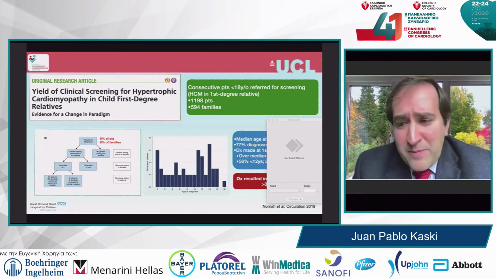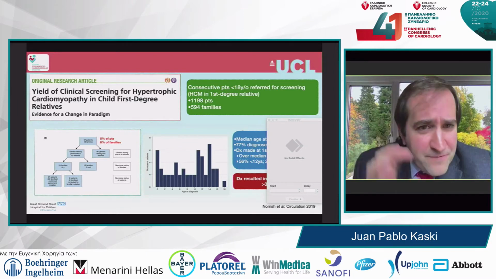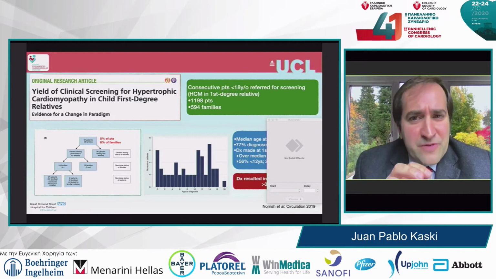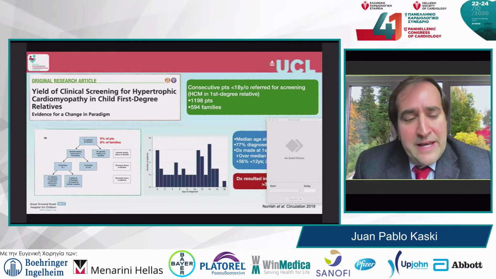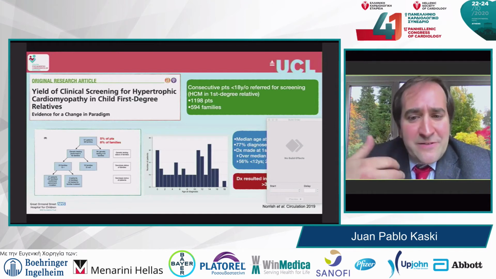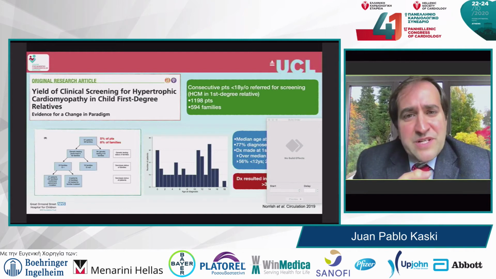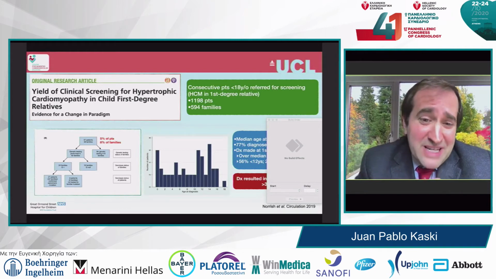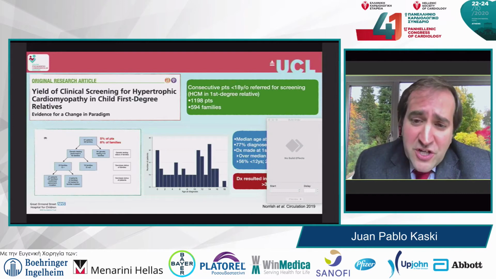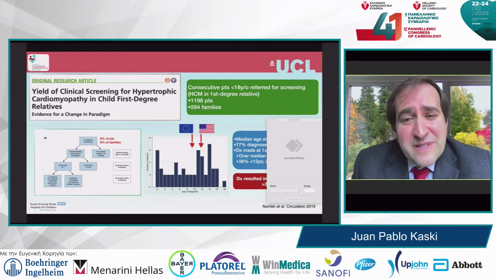So these are data that we published last year, looking at over 1,000 patients from nearly 600 families, all pediatric first-degree relatives of individuals with hypertrophic cardiomyopathy, referred under the age of 18 for screening. And what we found is that in nearly 10% of these families, we were able to identify evidence of disease in childhood. You'll see from the histogram that the age range at which this happened was very widespread, but it really includes all age groups. And if we had just followed the European or the American guidelines, over 75% of these patients would have been missed.